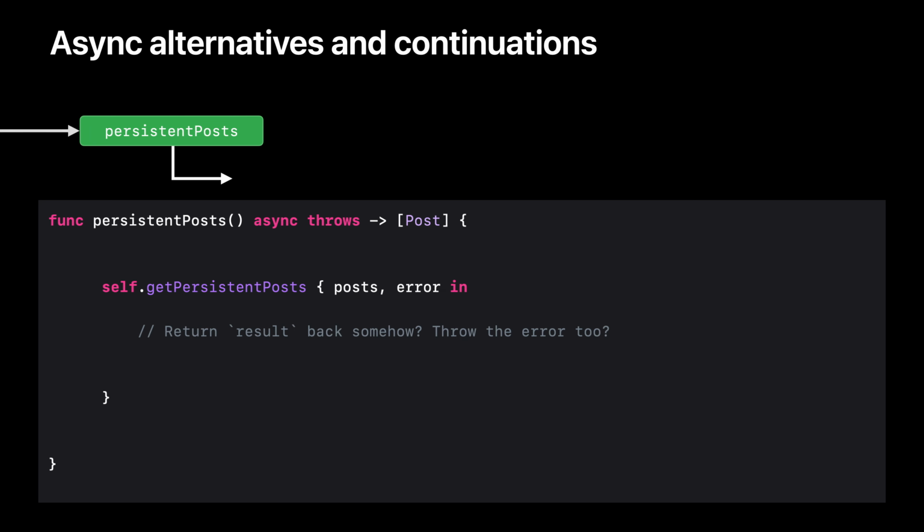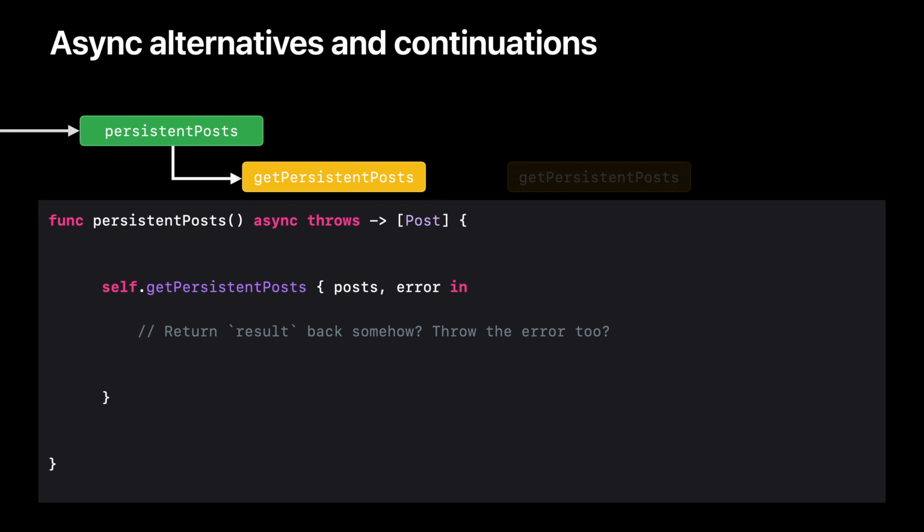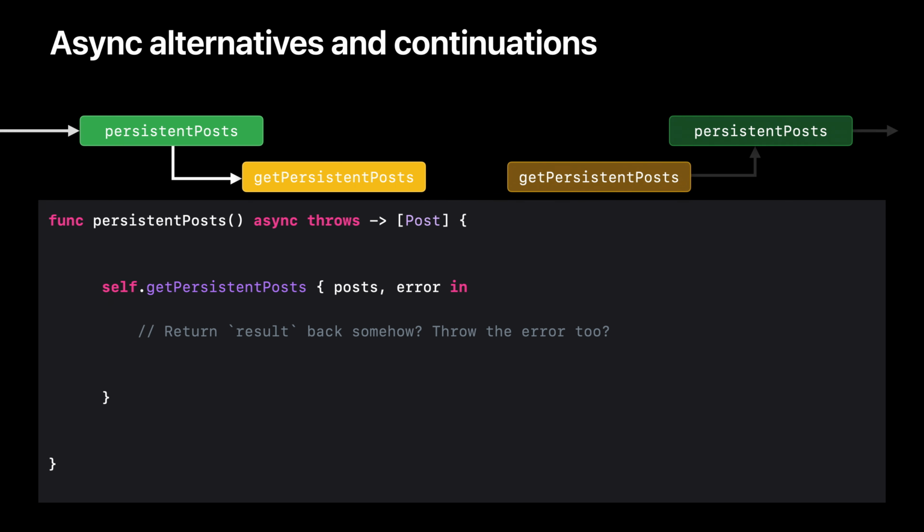Next, we call the completion handler version of getPersistentPosts, and, well, now we're stuck. We need to return the result from the callback back to the places awaiting calls to the async persistent posts function. Not only that, those callers are in a suspended state. We need to make sure to resume them at the right point in time and with the right data so that they can get on with the rest of their work.